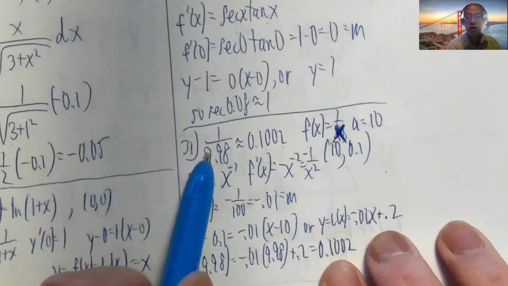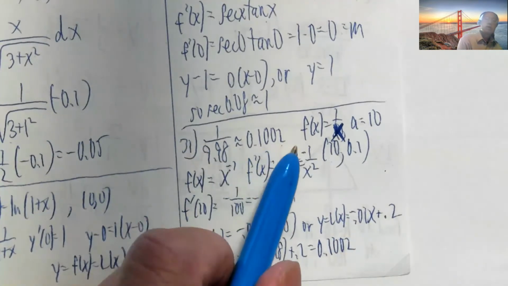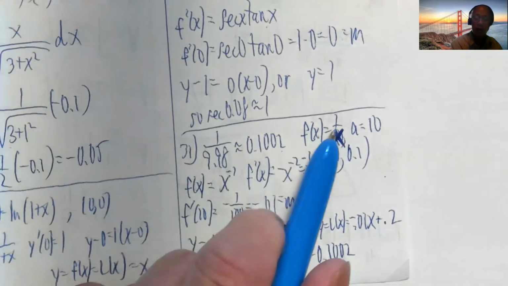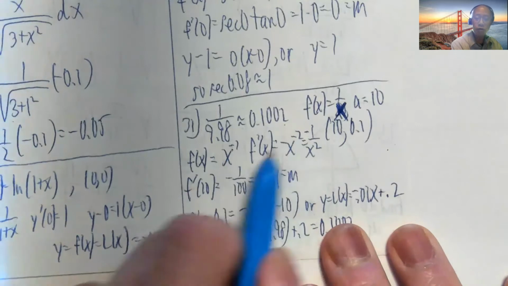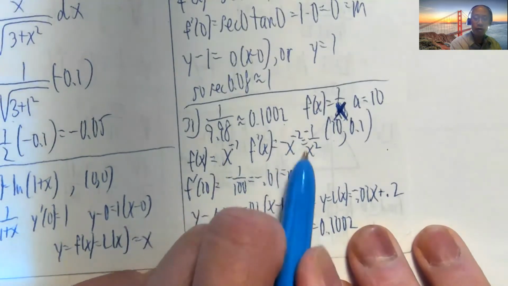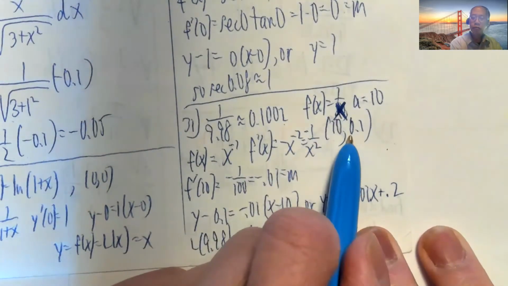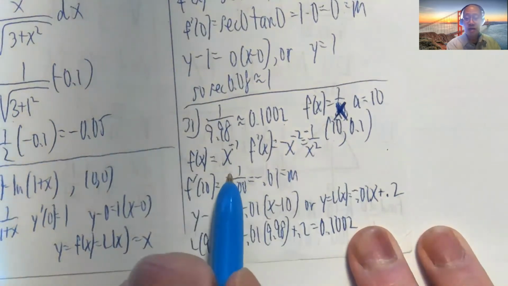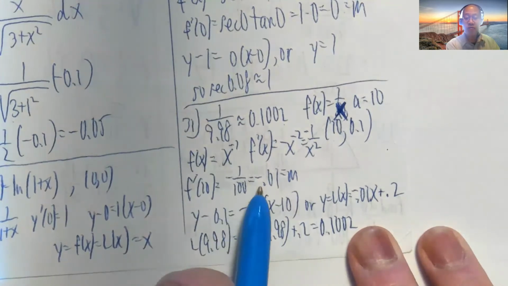Okay, 31, show that 1 over 9.98 is approximately 0.1002. So the function is the reciprocal function, f of x equals 1 over x, and we are near 10, a equals 10. Okay, so the function is x to the negative 1. The derivative is negative x to the negative 2, or negative 1 over x squared. The ordered pair is 10 comma 1/10, or 0.1. Okay, f prime of 10 is negative 1 over 10 squared, or negative 0.01.